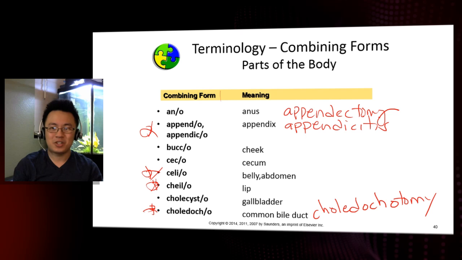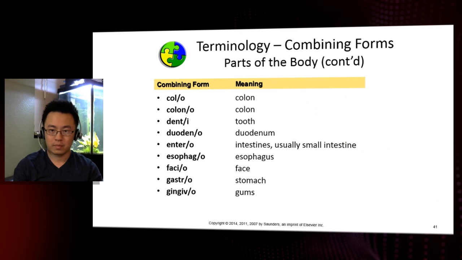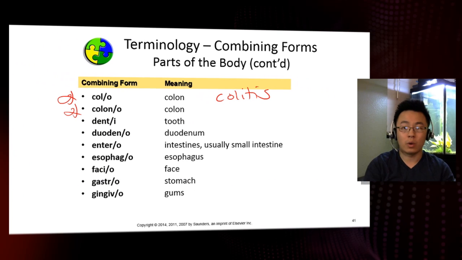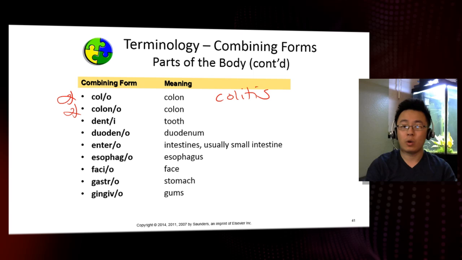Choledochotomy means incision of the common bile duct. We definitely here have cholo, which means colon. So if you have an inflammation of the colon, you would have colitis. Another one for colon here is colono. Now keep this in mind, colonitis is not what's used in the field.